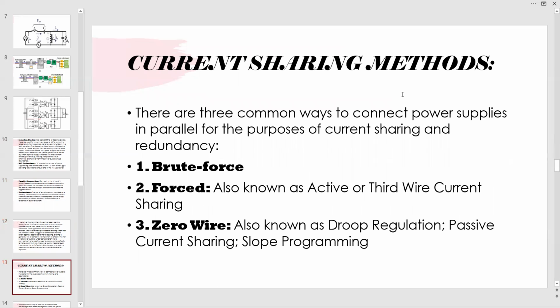Current sharing methods. There are three common ways to connect power supplies in parallel for the purpose of current sharing and redundancy. Brute force, forced zero wire.